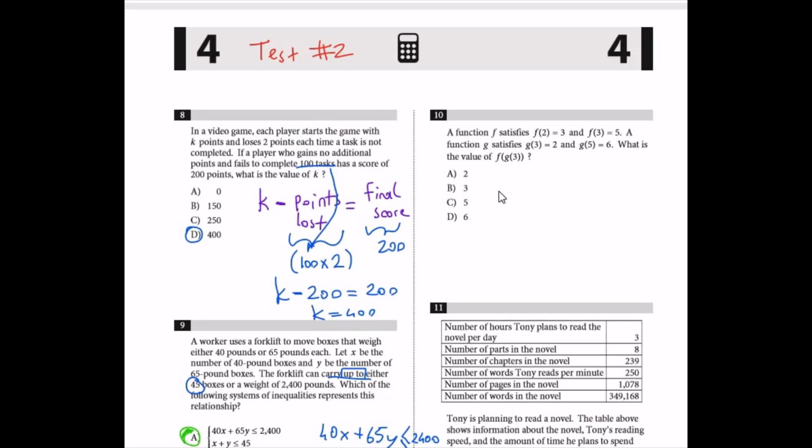Question number 10. A function f satisfies f of 2 equals 3 and f of 3 equals 5. A function g satisfies g of 3 equals 2 and g of 5 equals 6. What's the value of f of g of 3? So this is a composite function. We have to start from the innermost. g of 3, as we were given, is equal to 2. Now we have f of 2. f of 2 is equal to 3. So the answer is B.